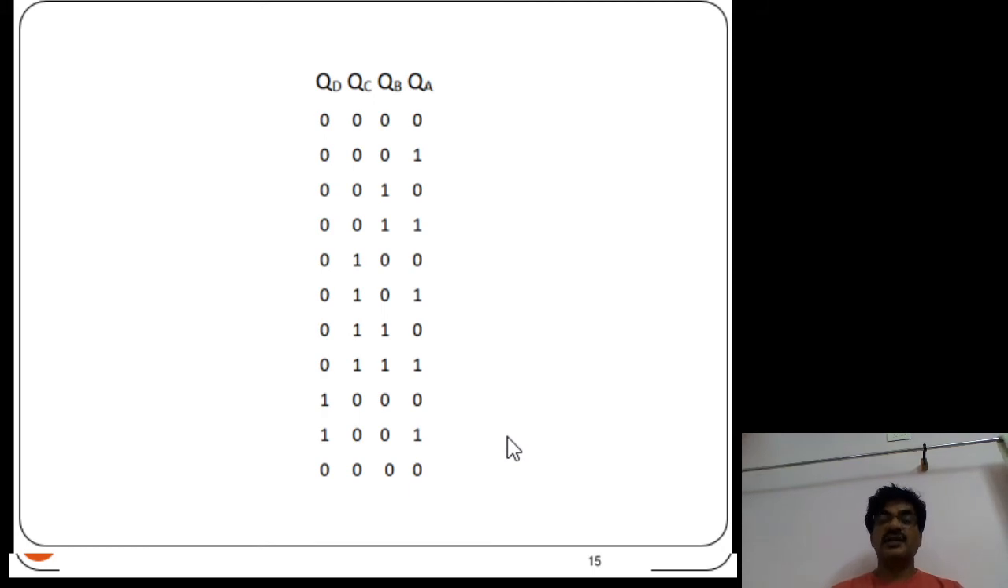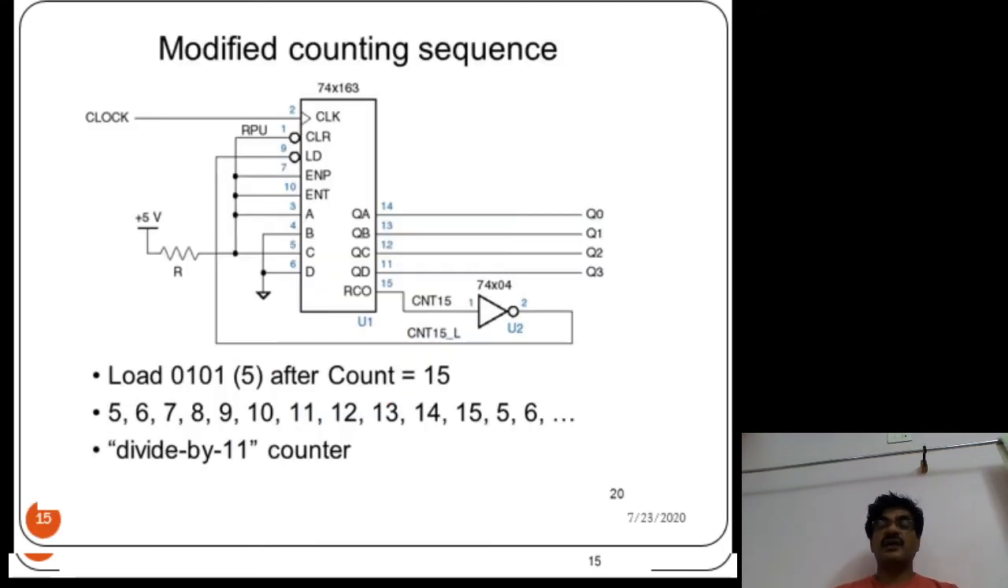Similarly, see also how to maintain a counting sequence from 5 to 15. 5 to 15 means 1, 2, 3, 4, 5, 6, 7, 8, 9, 10, 11 states, so it is a mod 11 counter, but it maintains the sequence 5 to 15. To maintain this sequence, proper connections are needed.